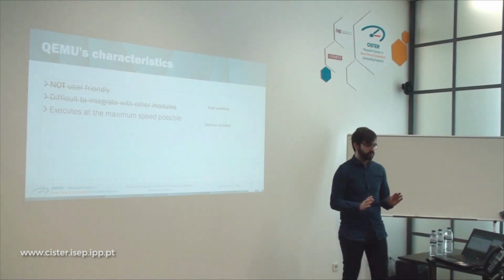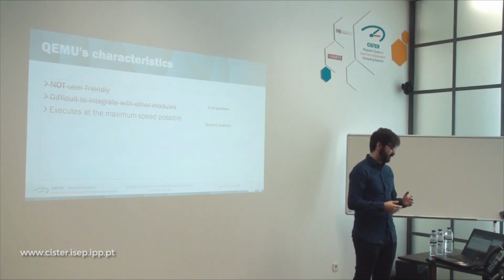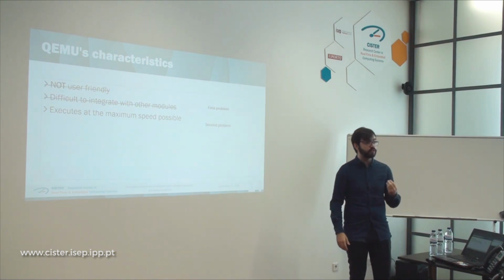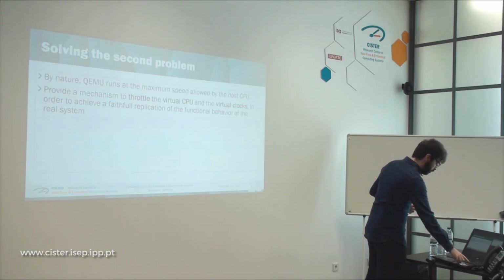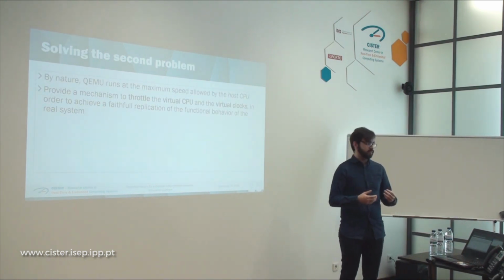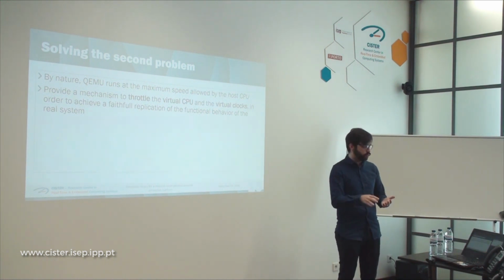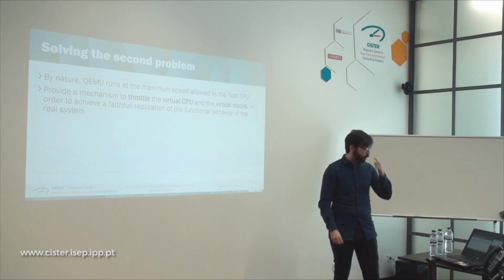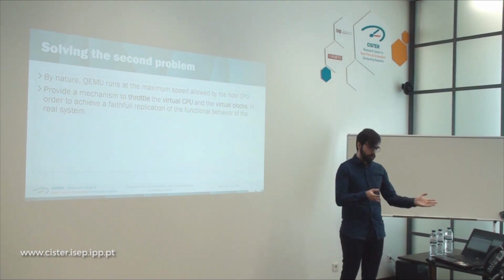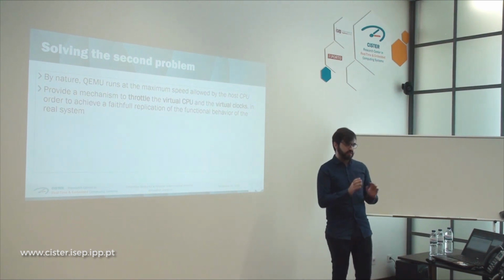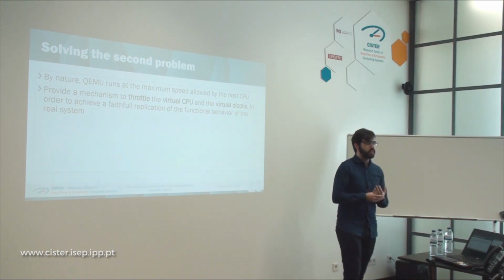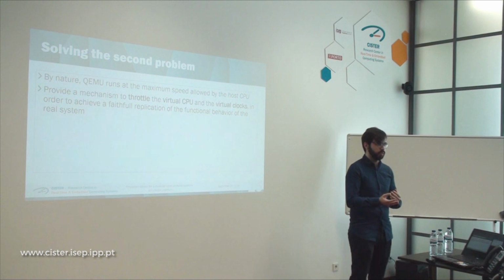So we have now solved the first problem. QEMU is more user-friendly, and it's easier to integrate with other modules. But there's still a problem, which is that QEMU executes at the maximum speed possible. As I said, it runs at the maximum speed of the host CPU, meaning the computer running the emulator. It uses its resources to run as fast as it can. So, if we could provide a mechanism to slow down the CPU throttle and the clocks, because it's important, I will explain further ahead, we could maybe achieve a faithful replication of the behavior of the real system at the functional level.